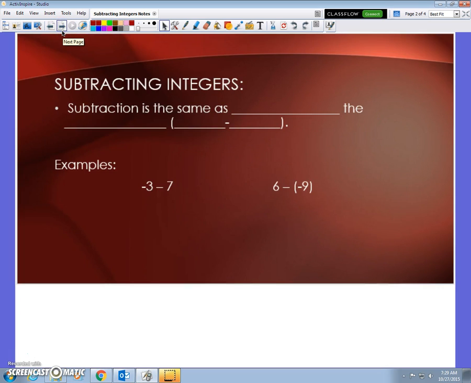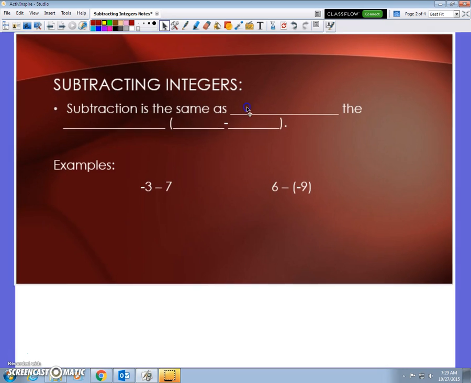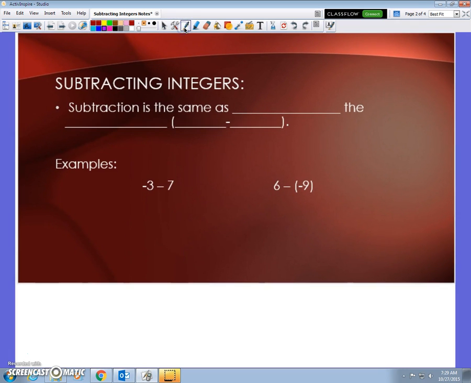Subtracting integers. This is mucho importante. Very important. Subtraction is the same as blank, the blank, blank. We're going to say that's the same as adding the opposite. Oops. I always do that on the first slide. Adding the opposite. Also known as change.